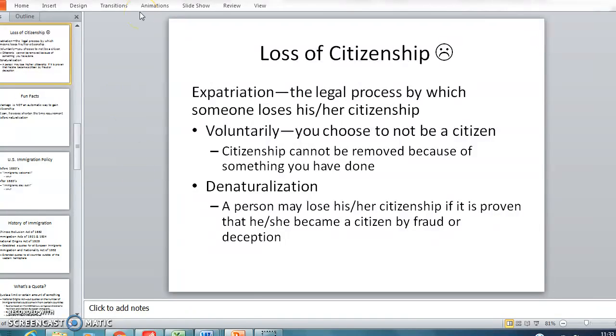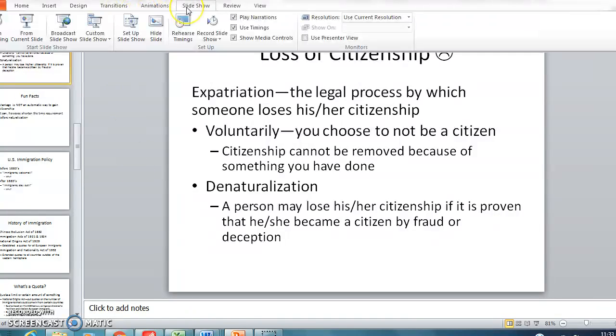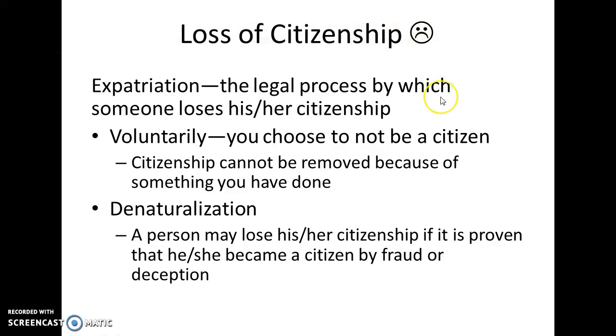All right. Do people ever lose their citizenship? That's the next question here. And the correct answer is yes, but only by choice, or if they can prove that you did something wrong when you became a citizen. Let me explain that here in a second.